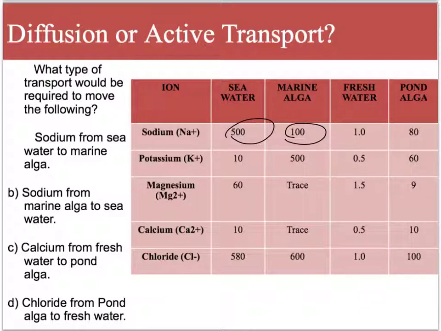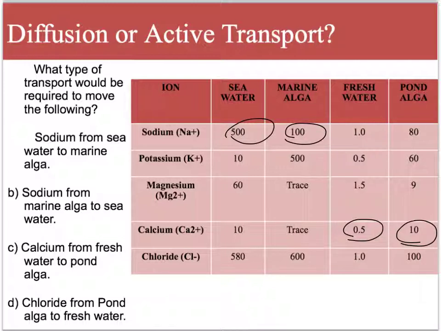If I want to move calcium from fresh water, so calcium in fresh water is 0.5, and I want to move that to pond alga, which is 10. So I'm going from an area of low concentration to an area of high concentration. So I've already got calcium in my pond alga, but I still want more. Therefore, I'm going to have to input some energy, so it's going to be active transport.